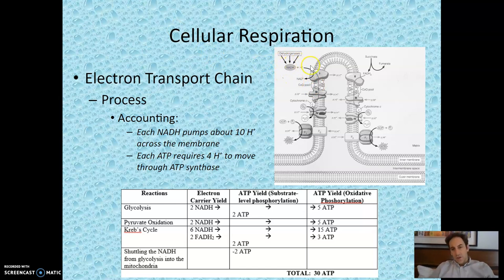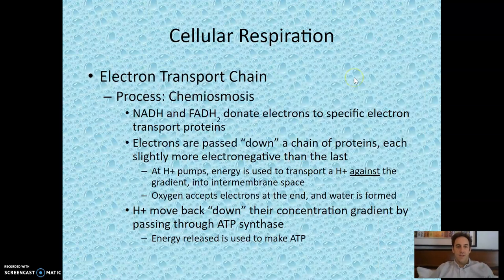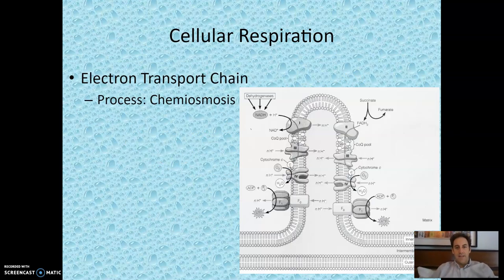So NADH donates its electrons to a specific protein. FADH2 does the same thing. It donates electrons to a specific protein. Those electrons are passed down a chain of proteins, each slightly more electronegative than the last. So these electrons, once they're passed on, are going to be passed from protein to protein to protein.